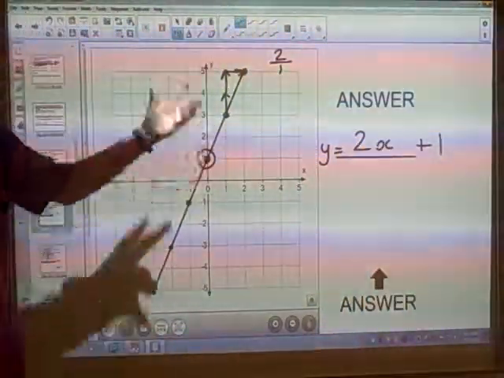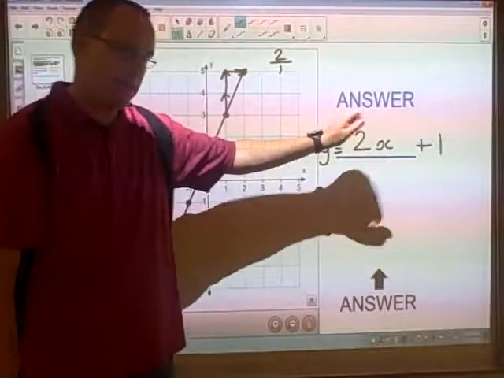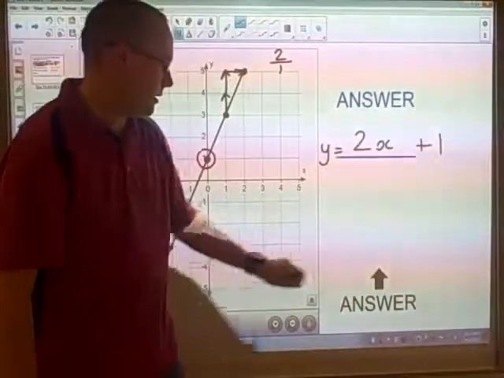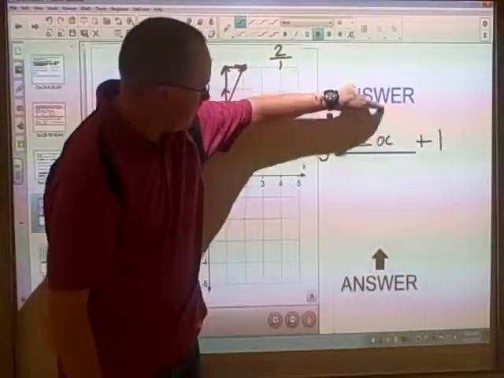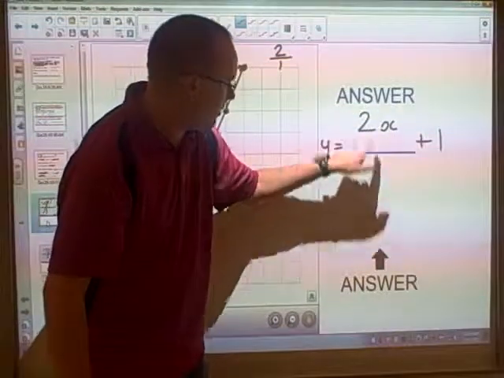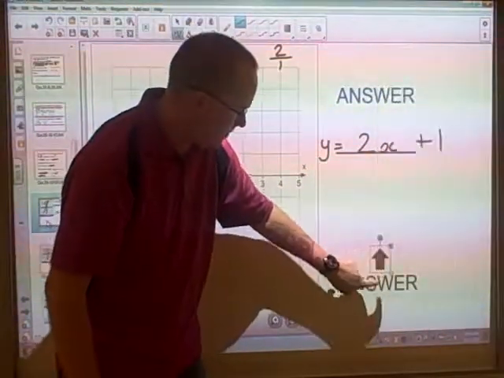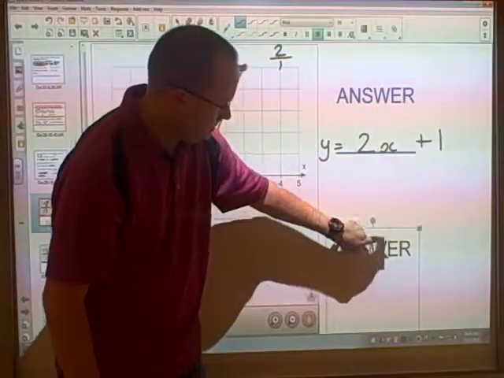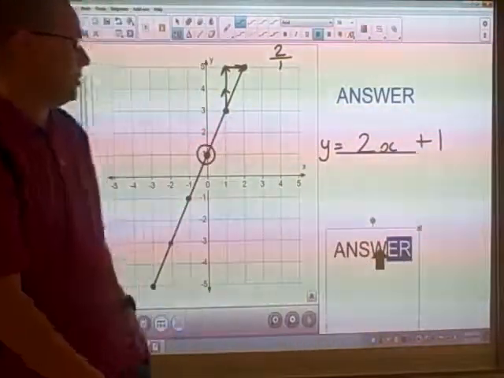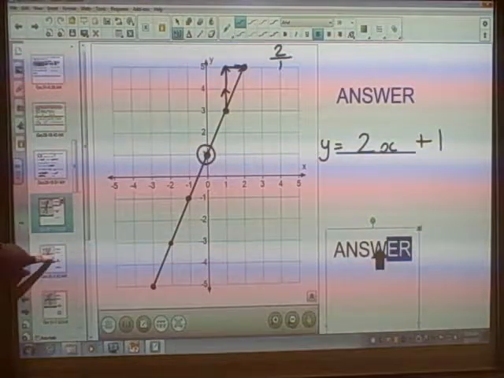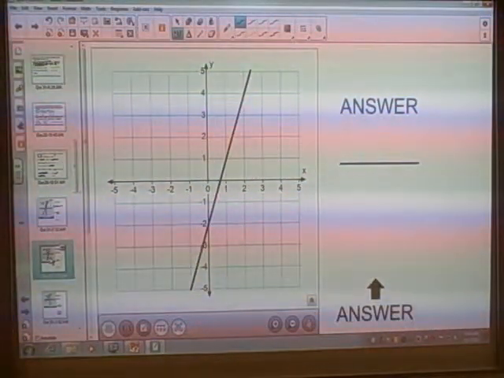So whatever the slope is, we're just going to put that in front of the x, put the y-intercept at the end, and that should be the equation. Now, if I set this up correctly, we should be able to check what our answer actually is. And it looks like all my own stuff's come undone. But it is 2x plus 1. Okay, let's try another one.